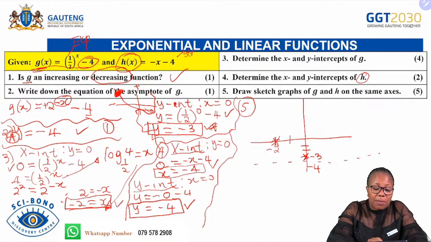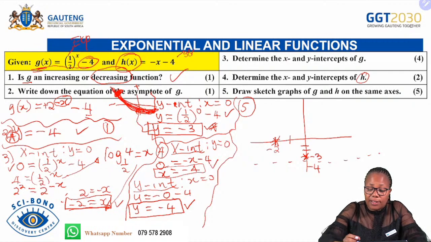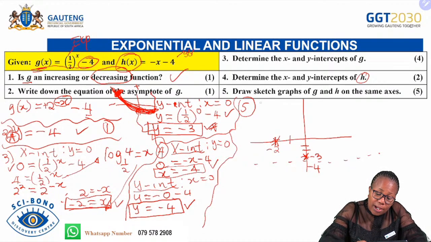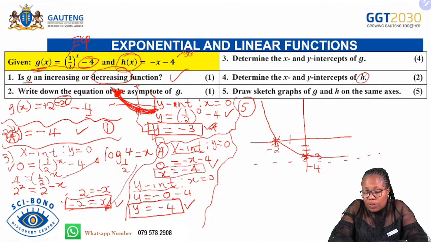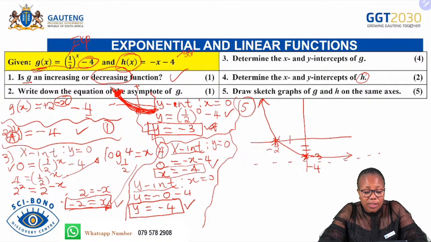Okay, and remember you have identified somewhere there that the graph will look like that. So we are going to sketch our graph. Ensure that your graph does not touch the asymptote, grade 12. It is coming closer to the asymptote, but it will never ever touch the asymptote.